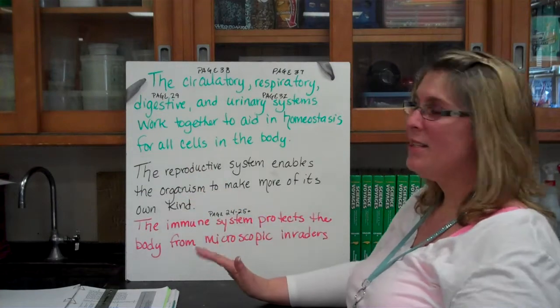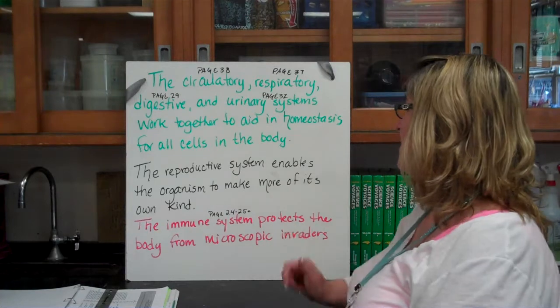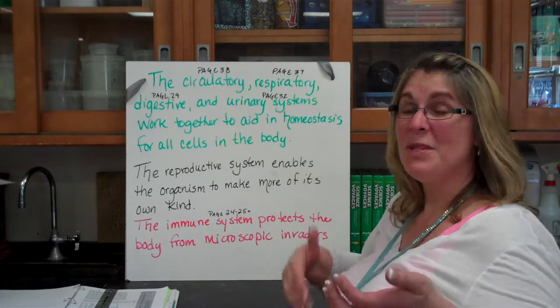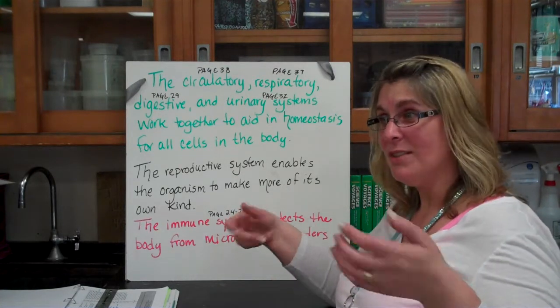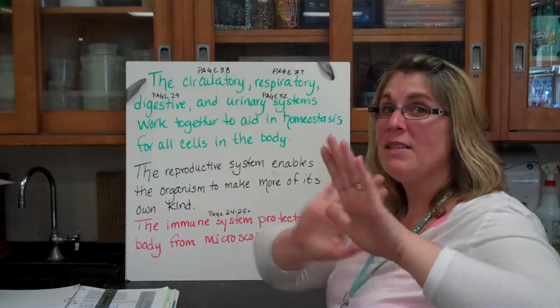The reproductive system, which we spent that whole week on, enables organisms to make more of their own kind. That's how humans make more humans. That's how dogs make more dogs. That's how cats make more cats. That's how a flower makes the same kind of flower.